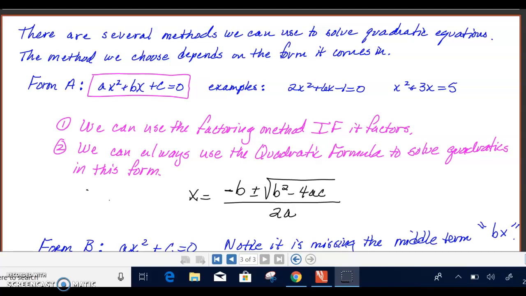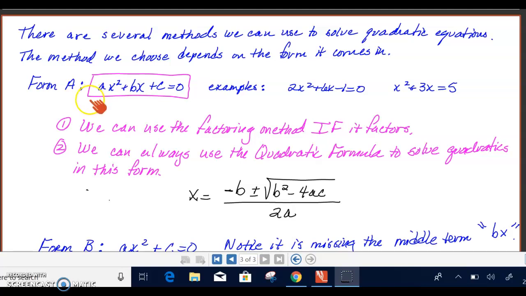So what I've put here are just some guidelines to follow regarding which method to use for solving quadratics. First thing is we have several methods that we can use. It all depends on the format or the form that it comes in.